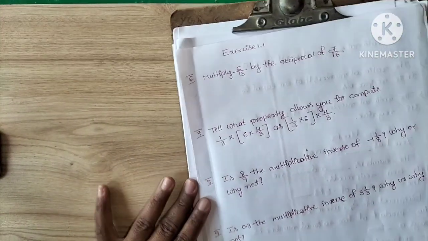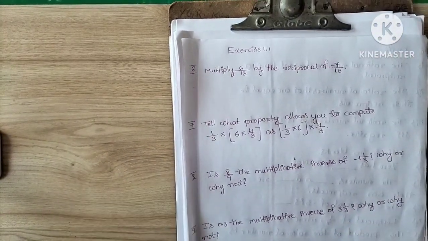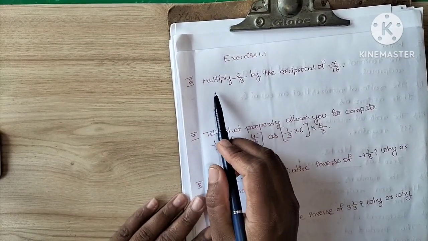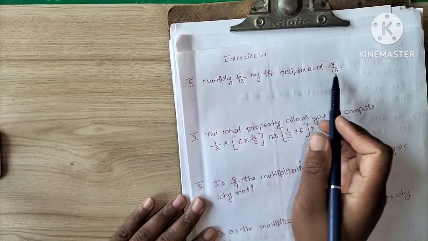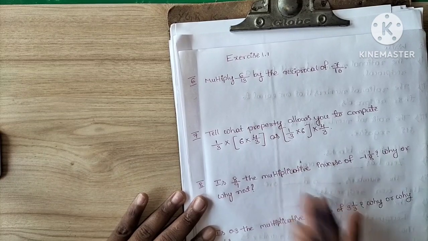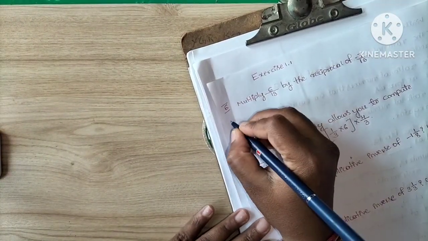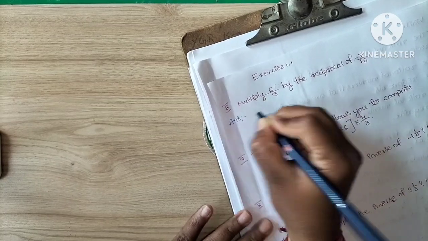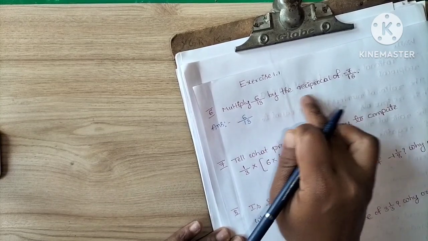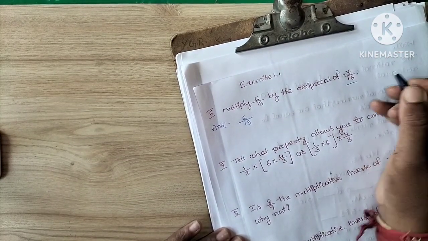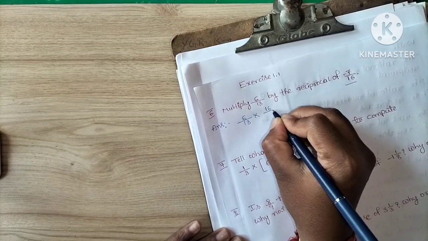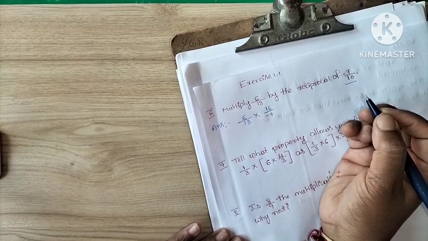So 6th main. Multiply 6 by 13 by the reciprocal of minus 7 by 16. The reciprocal of minus 7 by 16 is 16 divided by minus 7.